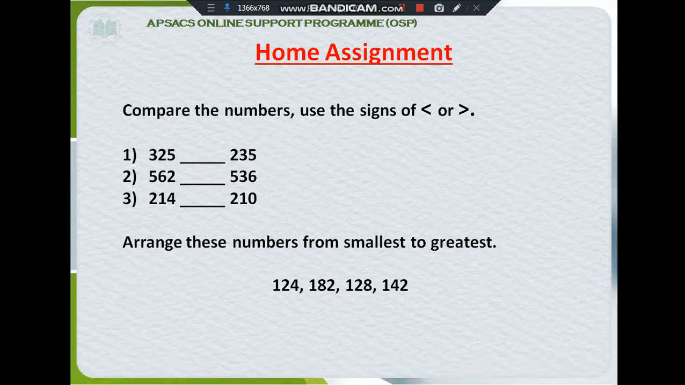Now this is the time for home assignment. Here are two questions for you. Kindly solve them and send it to me on WhatsApp so I can check your work and then return it to you.